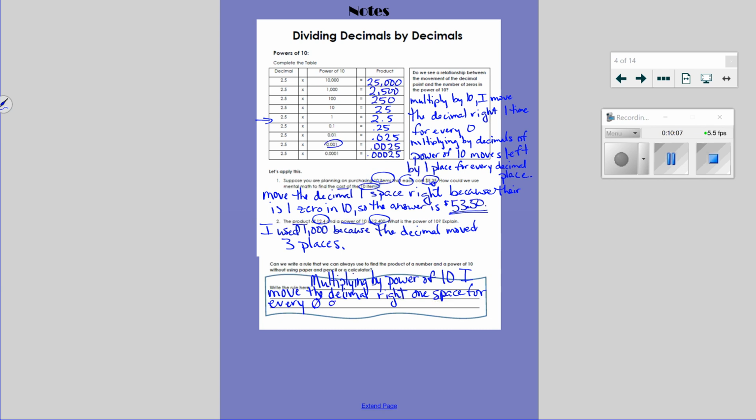Right or left, 1 space for every decimal. So it goes both ways, guys. Powers of 10, positive ones, I'm going right. Decimals, I'm going left. 1 space for every one that's included. Everybody good on this so far?